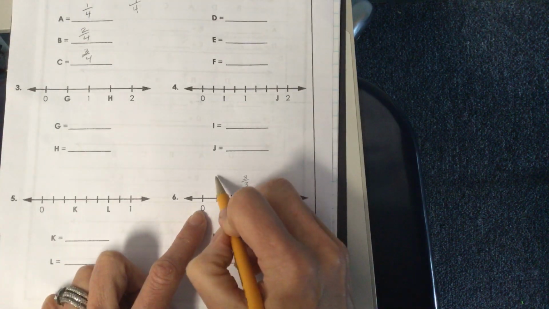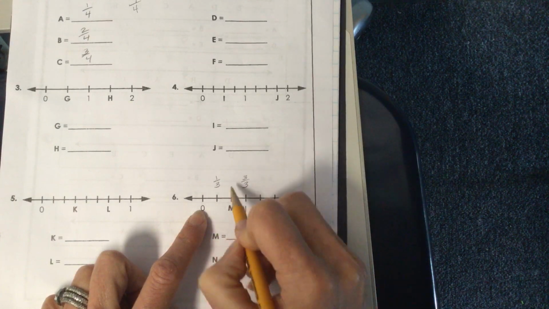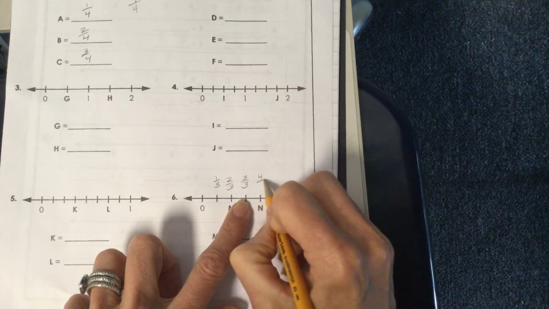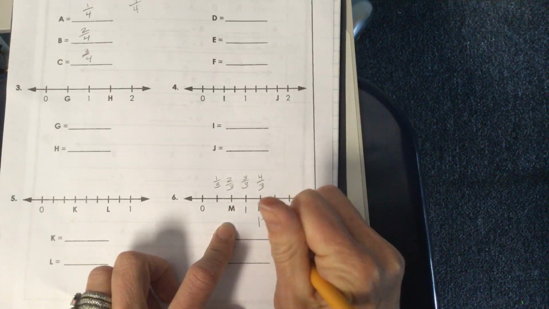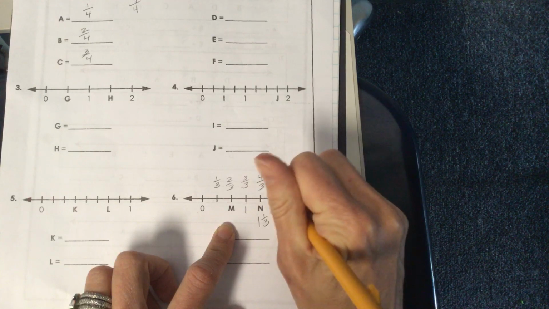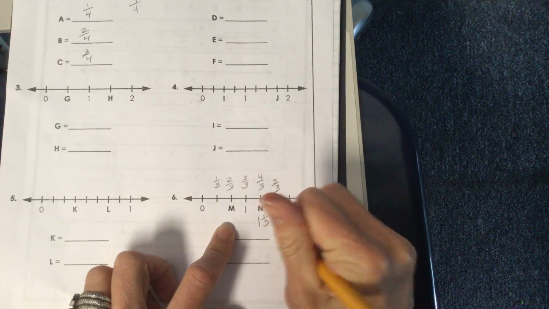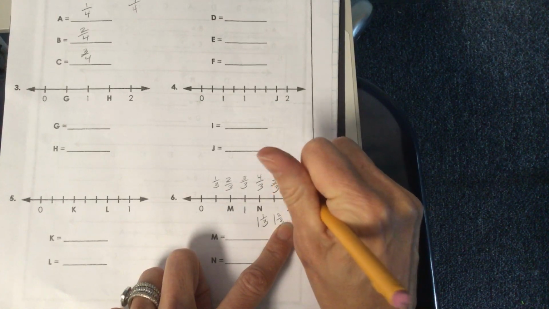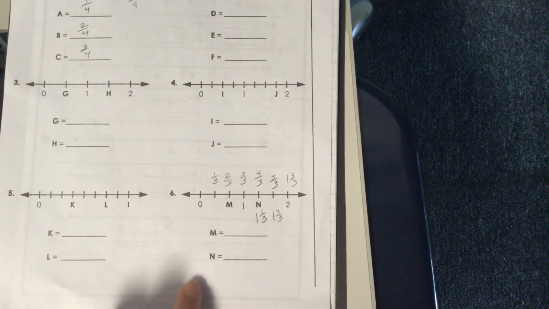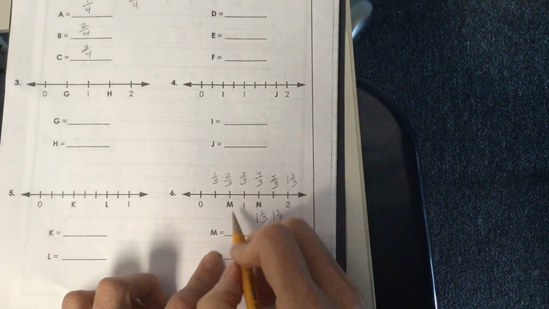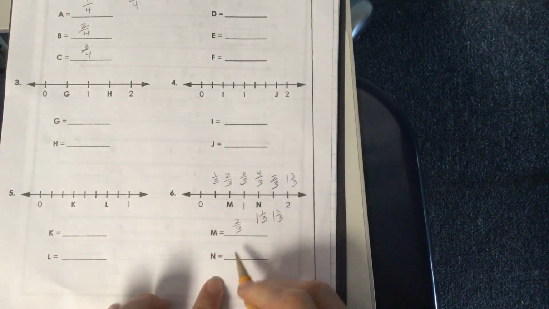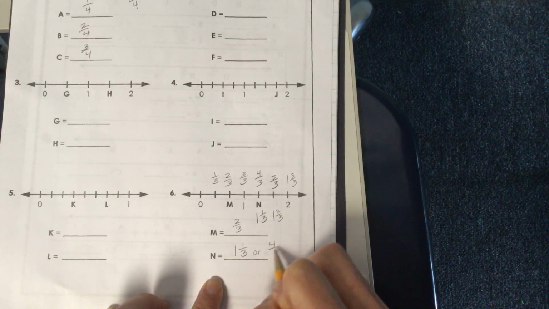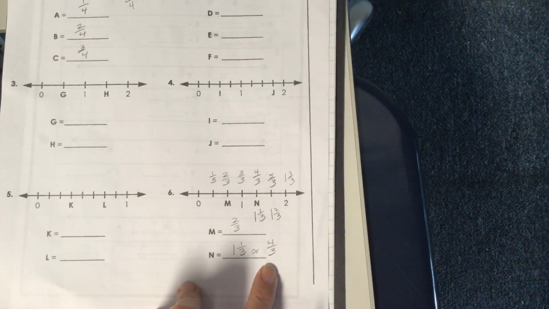So the 0 is right here. This is going to be 1/3, 2/3, 3/3. 4/3 is the same as 1 and 1/3. 5/3 is the same as 1 and 2/3. And the number 2 is the same as 1 and 3/3, or the whole number 2, which makes sense. So the letter M is going to be 2/3, and the letter N is 1 and 1/3, or you could write 4/3. 4/3 is just an improper fraction.